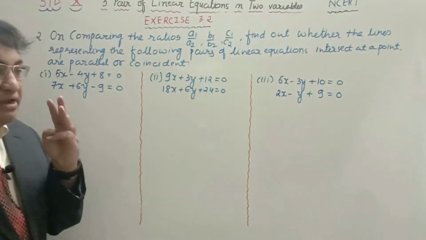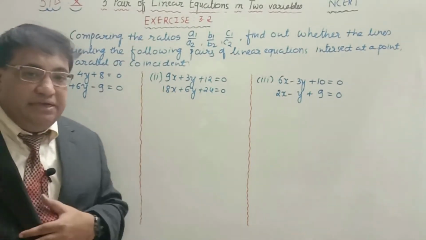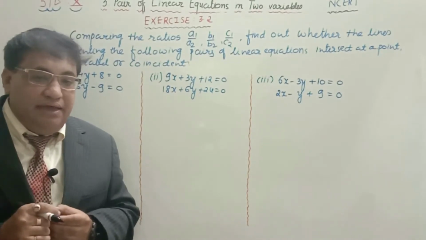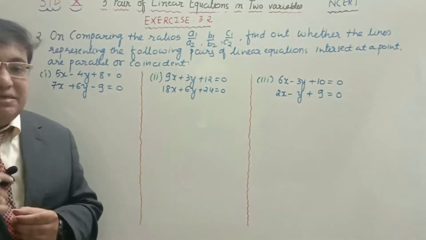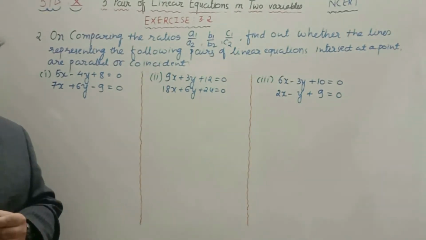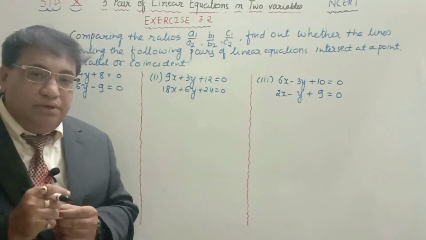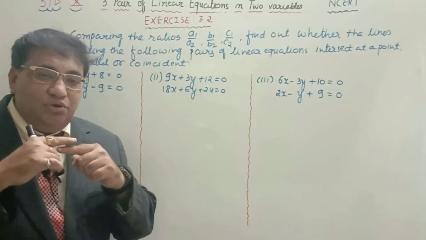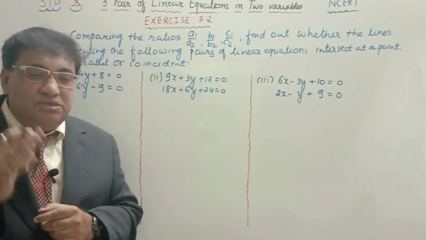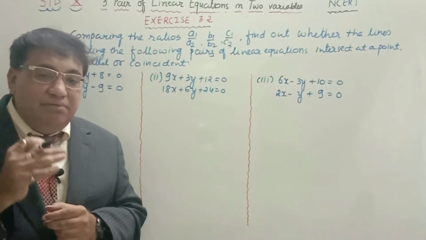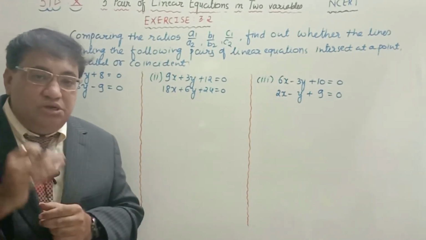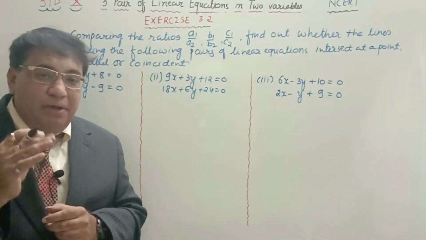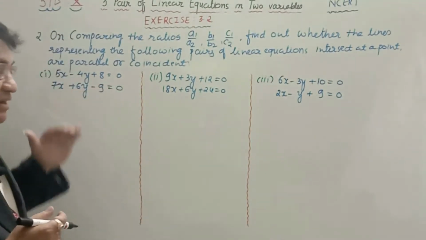तो आपको जो 3 कंडीशंस मैंने पढ़ाई थी वो आपको याद होनी चाहिए. A1 by A2 is not equal to B1 by B2, then there is a unique solution and lines are intersecting lines. Second case, A1 by A2 equals to B1 by B2 equals to C1 by C2, then lines are coincident and infinitely many solutions. And A1 by A2 equals to B1 by B2 is not equal to C1 by C2, then there is no solution and lines are parallel. तो वही हम यहाँ पे चेक करते हैं.